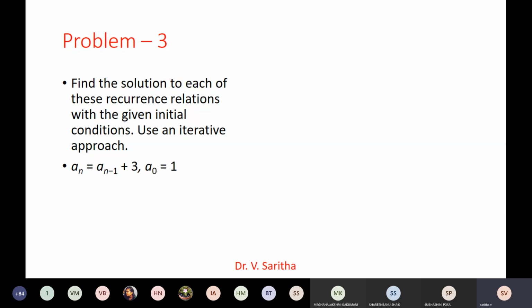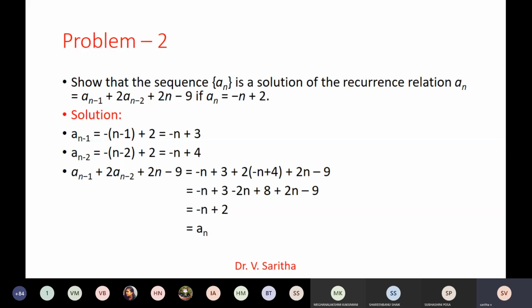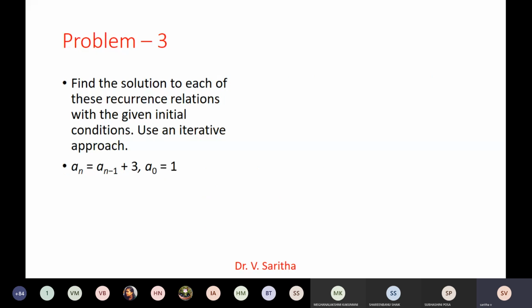Fine. Now previously in this question we have given the solution to you, and we just asked you to show that this is a solution. In this particular question we are asking you to find the solution for the recursive function, I mean recurrence relation. So find the solution to each of these recurrence relations with the initial conditions given. Use iterative approach. Okay, so a_n equal to a_{n-1} + 3.